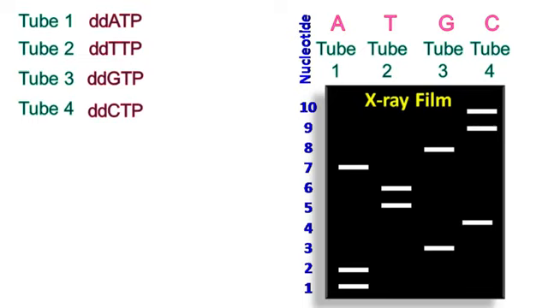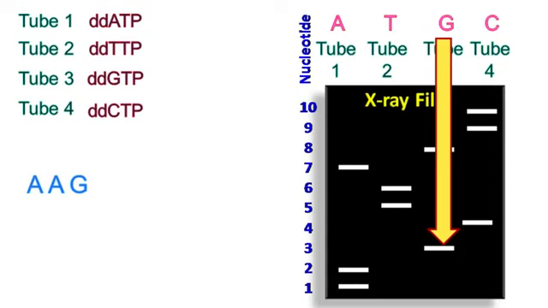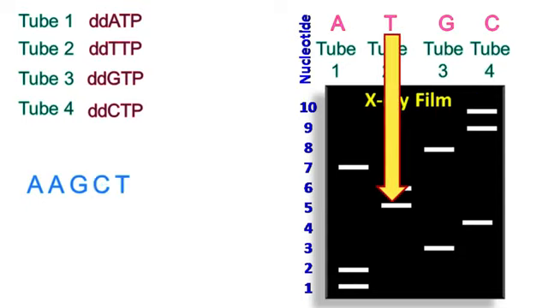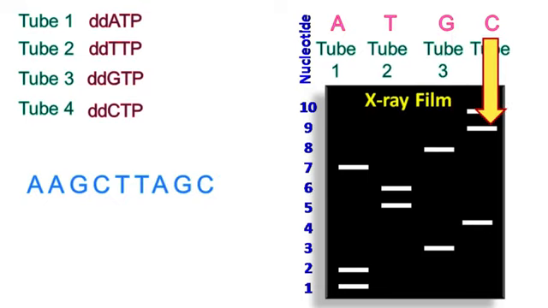Okay, the first nucleotide is gonna be A. The second nucleotide is A, third is G, fourth is C, fifth is T, sixth is T, seventh is A, eighth is G, ninth is C, and 10th is again C.